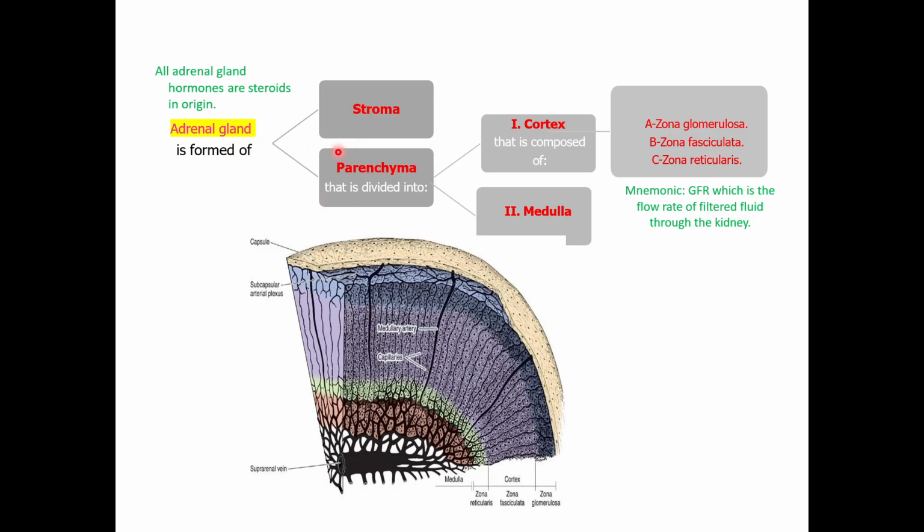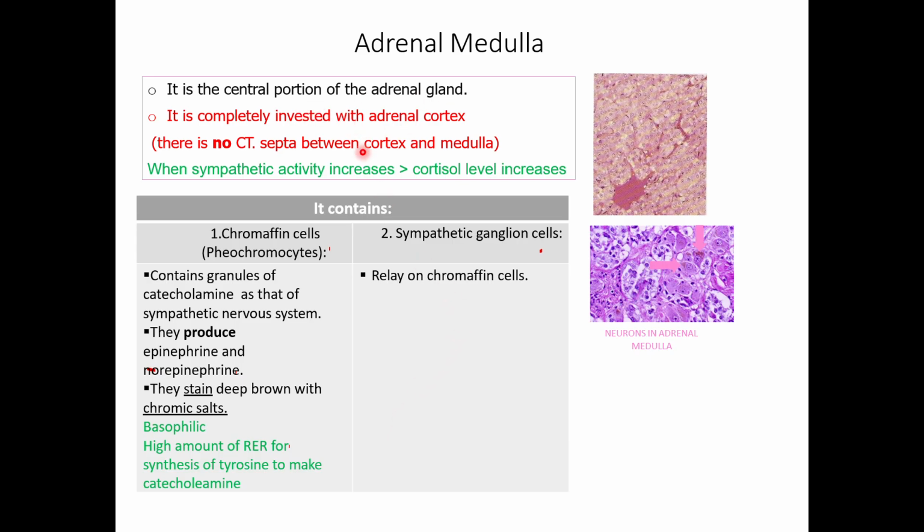So the adrenal cortex is further divided into zona glomerulosa, zona fasciculata and zona reticularis, while the inner part is the adrenal medulla. In this structure you can see the glomerulosa, fasciculata, and this is the reticularis, and inside is the adrenal medulla. The adrenal medulla is the center portion, and it consists of two types of cells, chromaffin cells and sympathetic ganglion cells. Chromaffin cells, also known as pheochromocytes, are called chromaffin cells because they produce a deep brown color with a chromic salt.